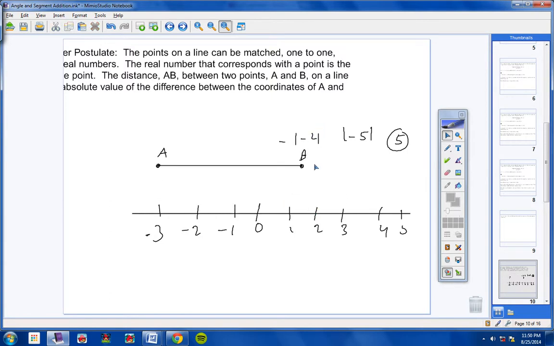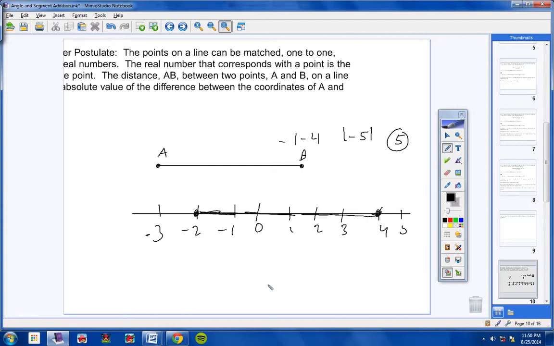That's all that segment is saying. That's all that postulate is saying. We do not need to know that, and we know, hopefully, how to measure segments on a number line. For example, if I asked you to find the distance from here all the way over to here, you should know how to do that.